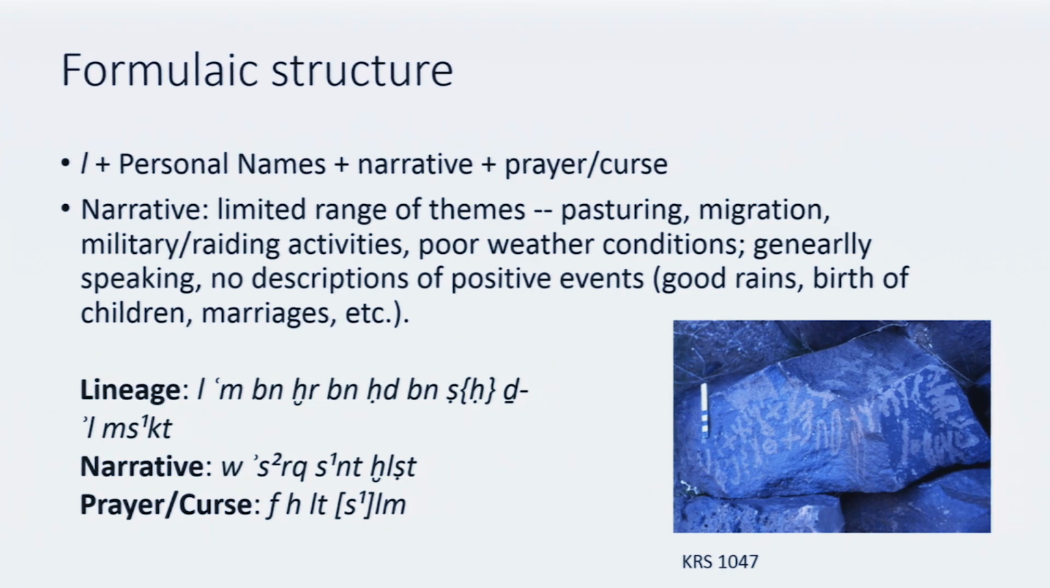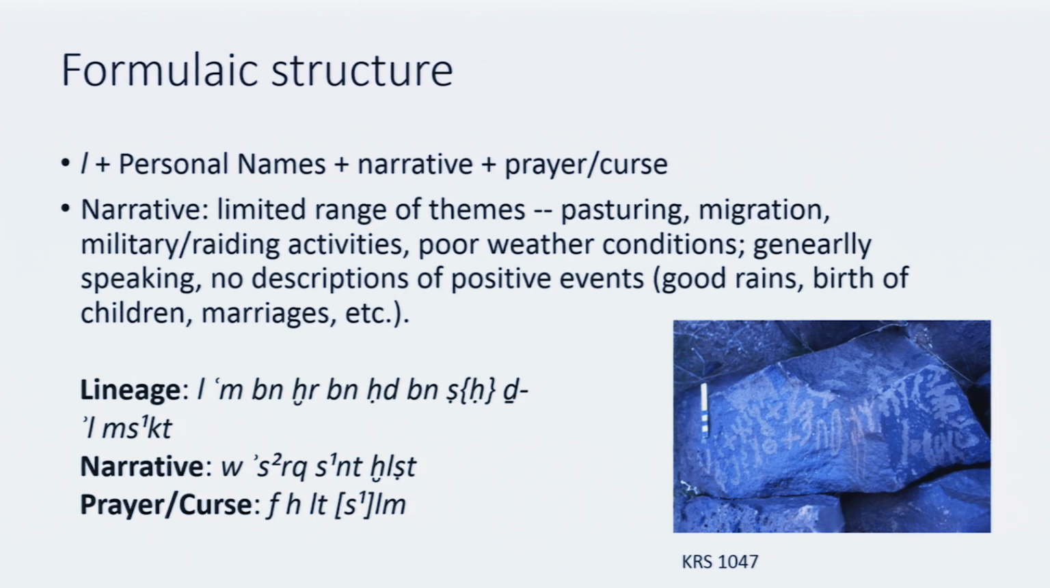So minimally, we can say people were not only taught the alphabet, they were also taught how to produce a Safaitic inscription. What an inscription was, the structure of it, and what should be contained in it. The narrative has a limited range of themes. They almost never mention good things. If you take it at face value, these were a very, very depressed people. They were only talking, there's no rain.